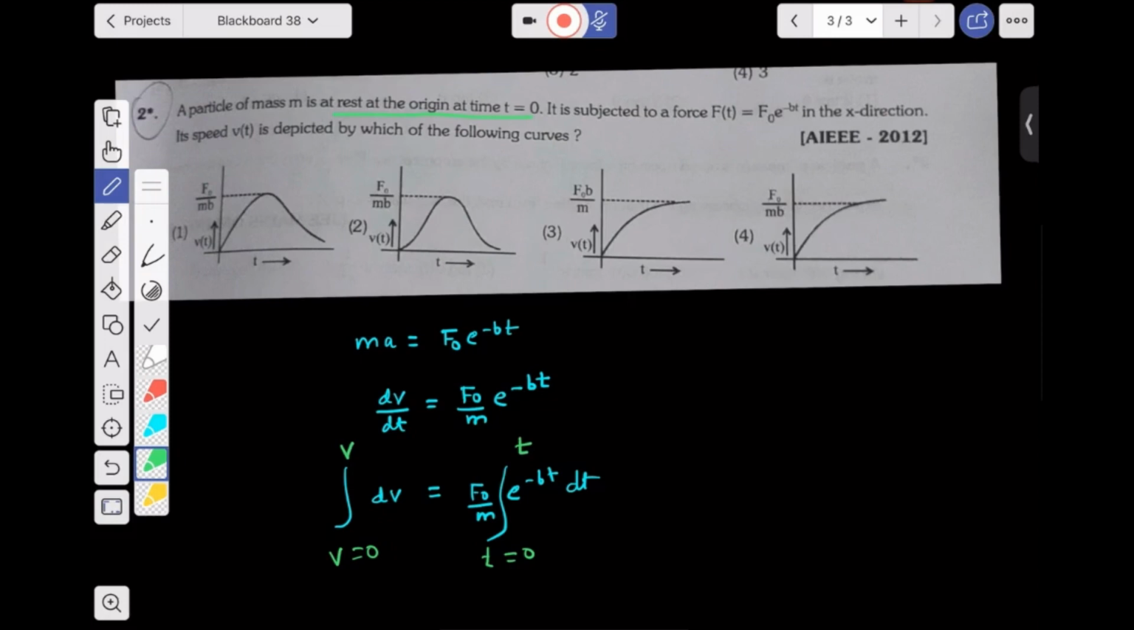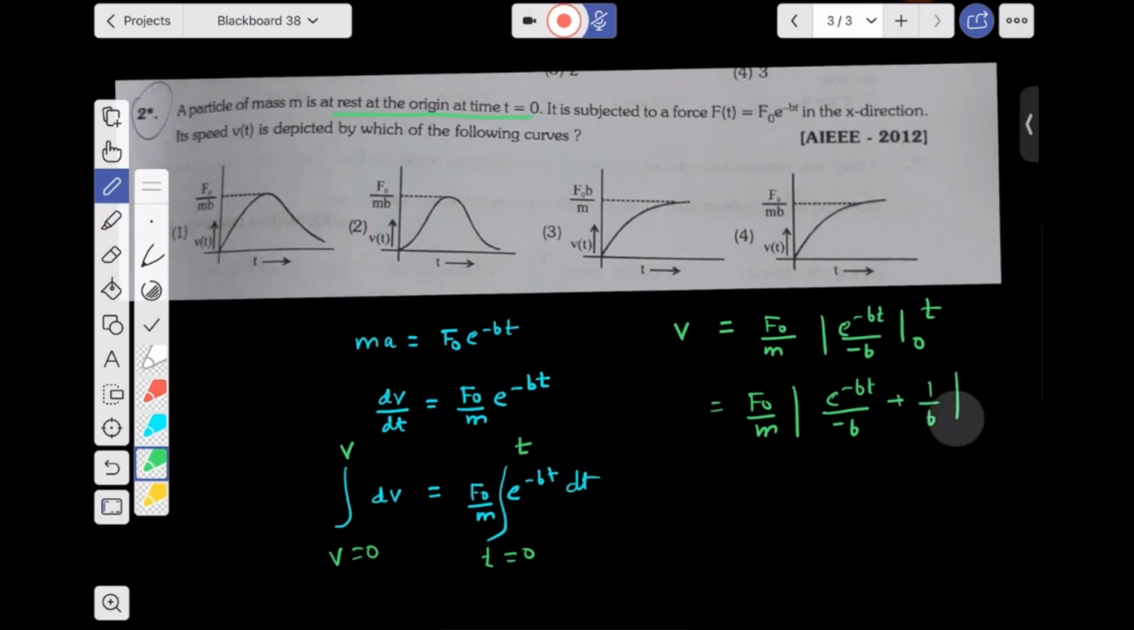So integrating, the left side will have v, and the right side will have f naught by m into e to the power minus bt by minus b. Integration, no problem? 0 to t. First I will plug in t, will have f naught by m e to the power minus bt by minus b. Then minus of e to the power 0, which is 1, will become plus 1 by b. So what we get is f naught by m. I'll take out common b, and it will become 1 minus e to the power minus bt.